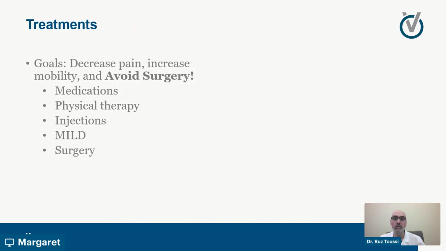So treatments. What is the goal of treatment? Obviously to decrease pain. We want to increase mobility, increase quality of life, and to postpone surgery as long as we can. This will include medications, physical therapy, injections, I will review the MILD procedure again, and potentially surgery. This by all means is not a comprehensive list, but a list of the most common treatments covered by insurance companies to date.